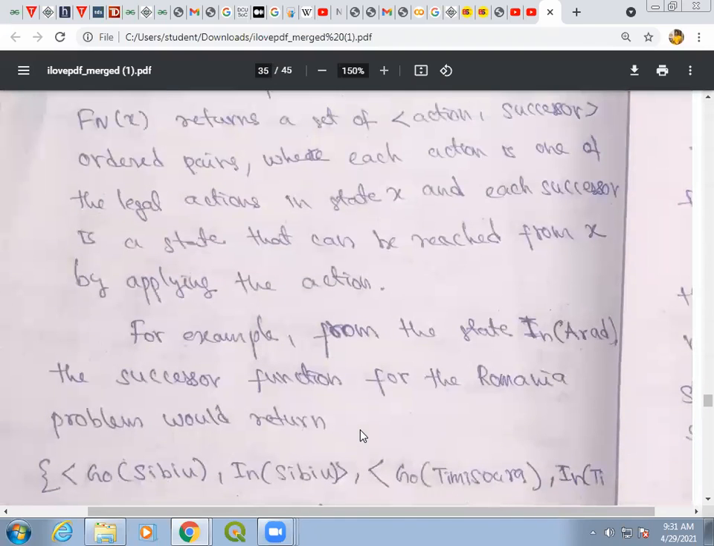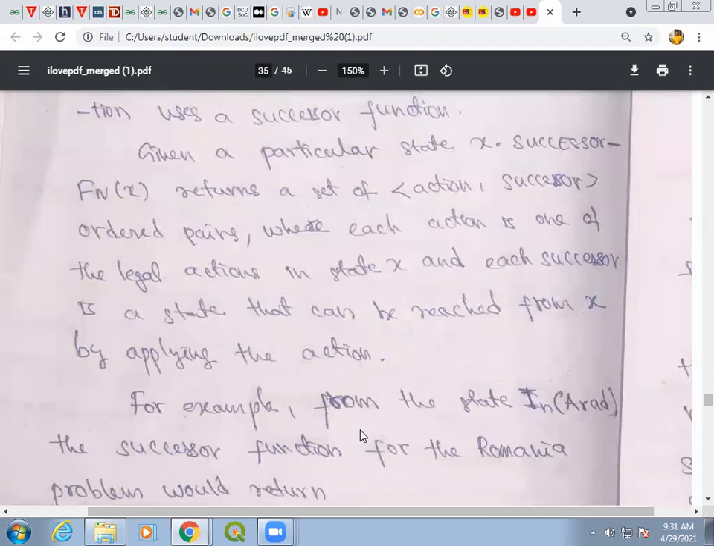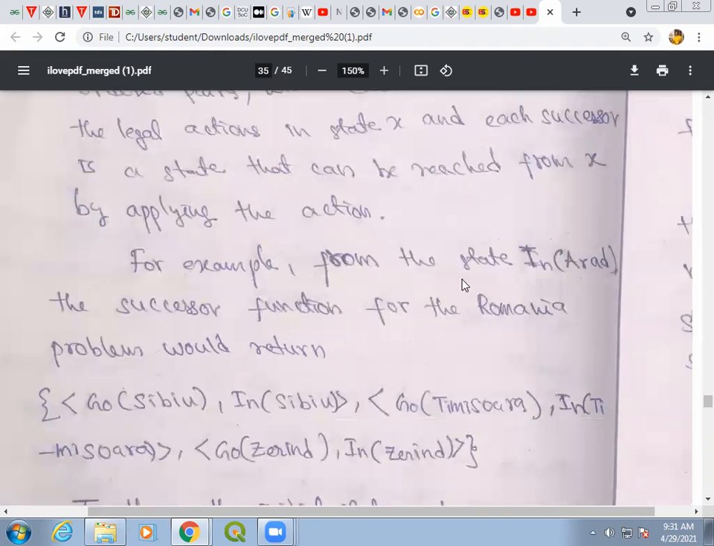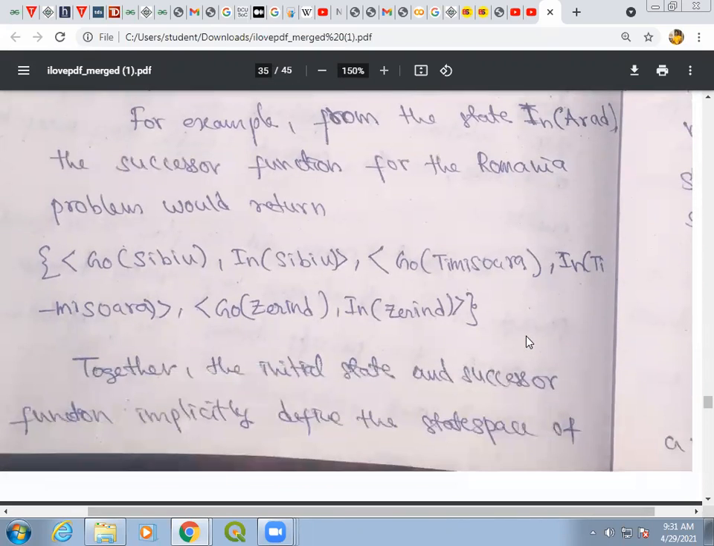So what is the successor function? The successor function gives you the set of action and successor, so this will give you an ordered pair. What action is being performed, and by performing this action, what state will it reach? The successor function gives you this ordered pair. In this particular case, the agent is starting from the location In(Arad). So what will the successor function do? It will give you the successor states of this by performing different actions.